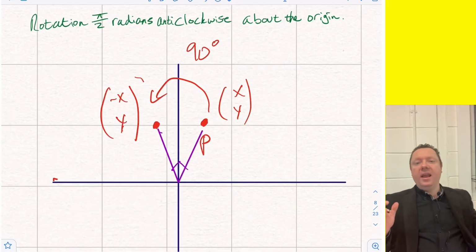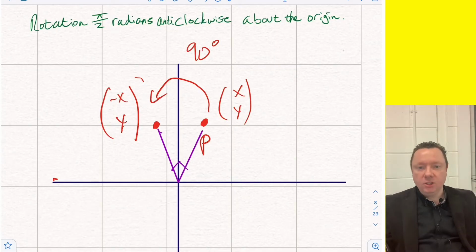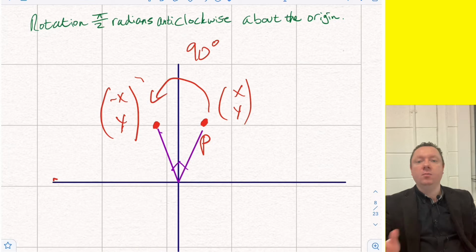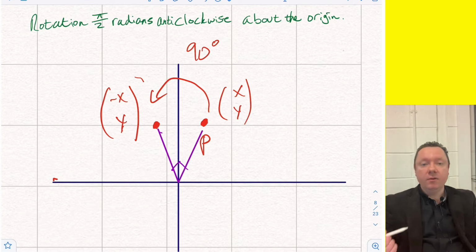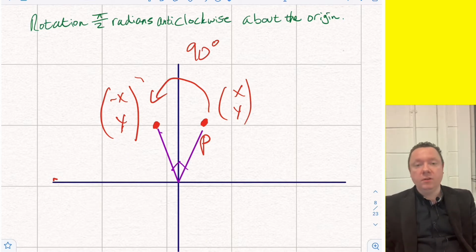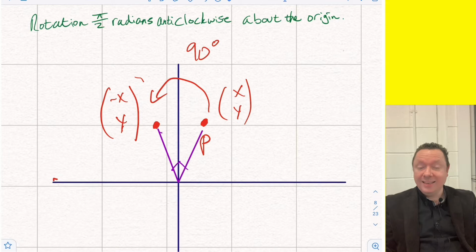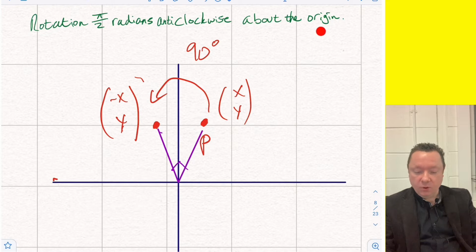Now, if we're going to talk about any other rotation, we have to define a direction, because for 180 degrees it doesn't matter what direction you go in. But for any other, if I say pi over 2 radians, in other words 90 degrees, am I talking about going this way anti-clockwise or this way clockwise? For the purposes of this, we will mostly define them, or always actually, as anti-clockwise. So, rotation of pi over 2 radians, anti-clockwise about the origin.